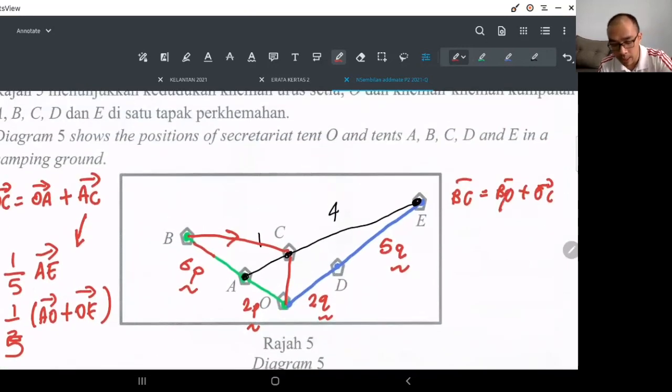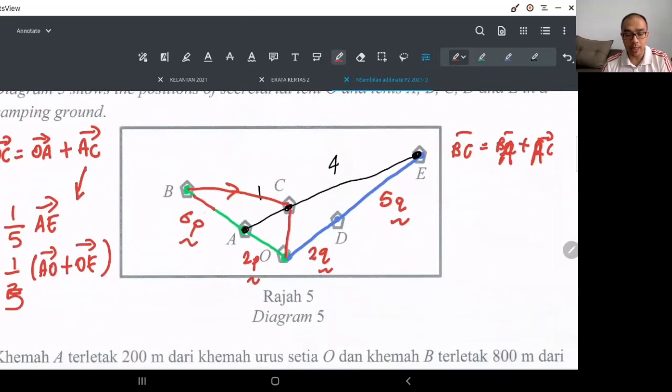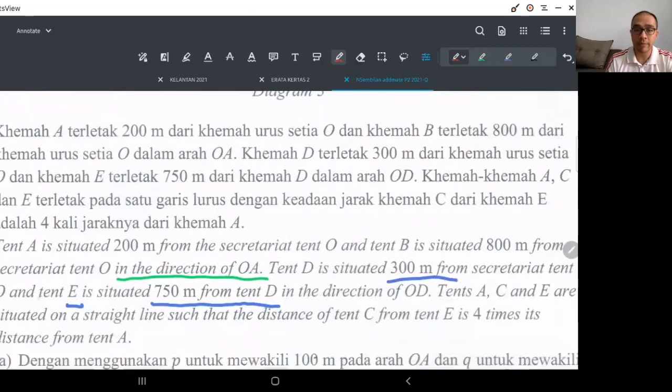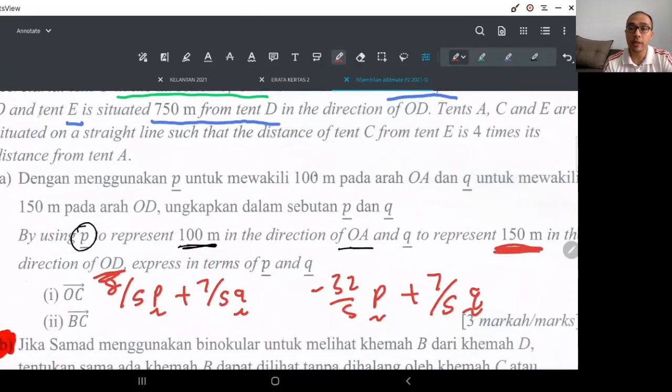BA, sorry, BA plus AC, easier. BA is easy because A to B is 6P, so BA is negative 6P. AC you already found from question number 1, which is this. So you just substitute in, and you can find the D. You will get something like this: negative 32 over 5P plus 7 over 5Q.